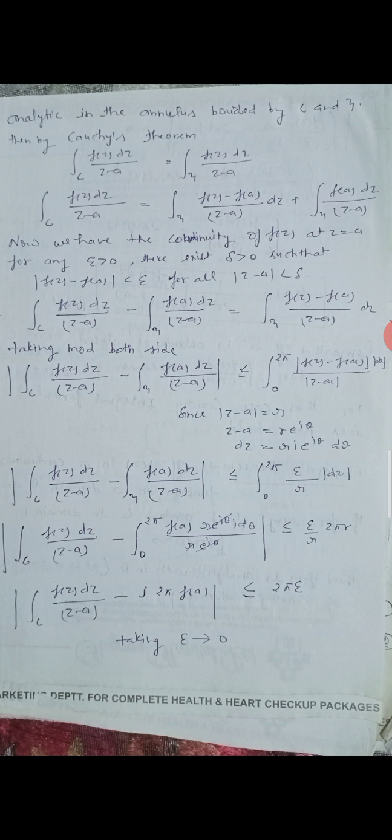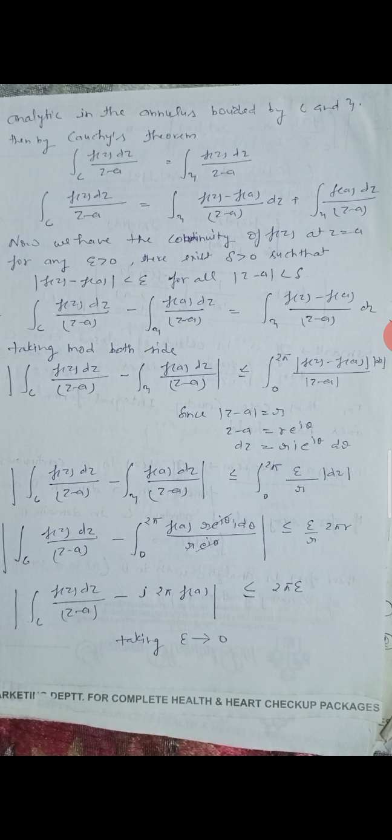For any epsilon greater than 0, there exists a small delta greater than 0, such that |f(z) minus f(a)| is less than epsilon for all |z minus a| less than delta. Integral over C of f(z) dz over z minus a minus integral over gamma of f(a) dz over z minus a is equal to integral over gamma of (f(z) minus f(a)) upon z minus a dz.